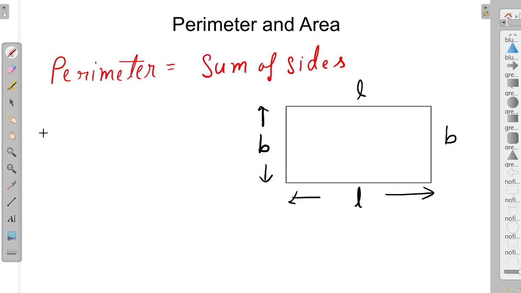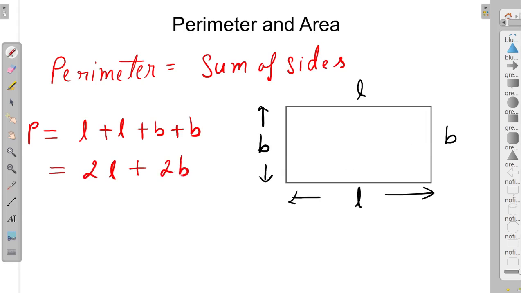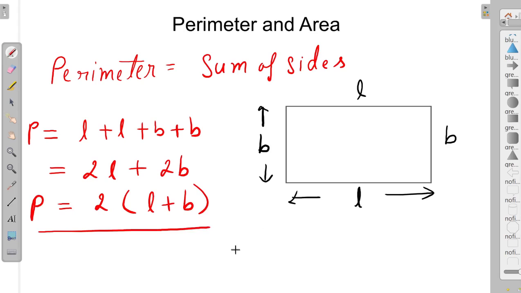So what is the perimeter of the rectangle? The perimeter of a rectangle is the same, that is the sum of the sides. So length plus length and breadth plus breadth. We add both the breadths and both the lengths. So L plus L becomes 2L and B plus B becomes 2B. Here 2 is common, so it becomes 2(L plus B). So this is the formula for the perimeter of a rectangle.